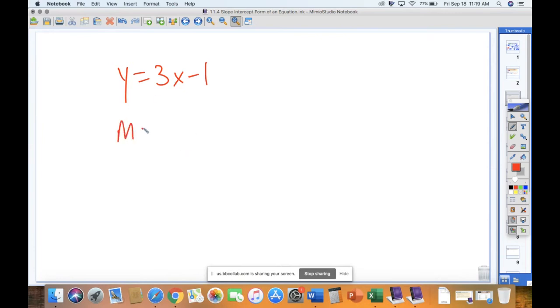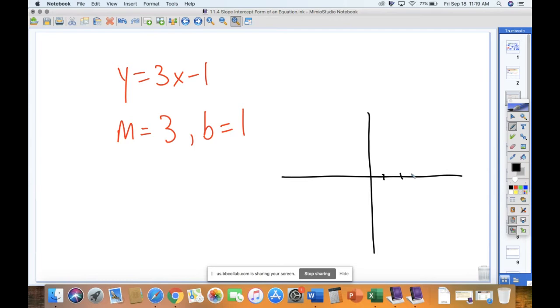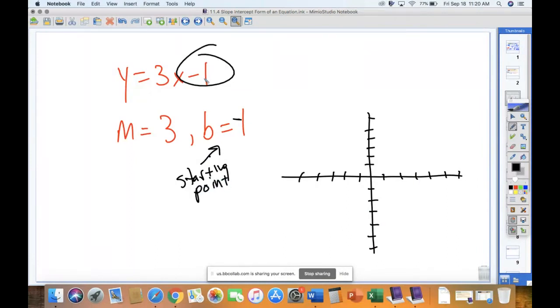I've already said that the slope is 3 and the intercept is negative 1. And I'm going to graph. The whole idea is supposed to make graphing a lot easier. The idea is I don't want to do an xy table to graph. So I'm going to show you how slope-intercept form can make our lives easier. This intercept is our starting point. And it should be negative 1, sorry. Our intercept is negative 1 because it's minus 1.